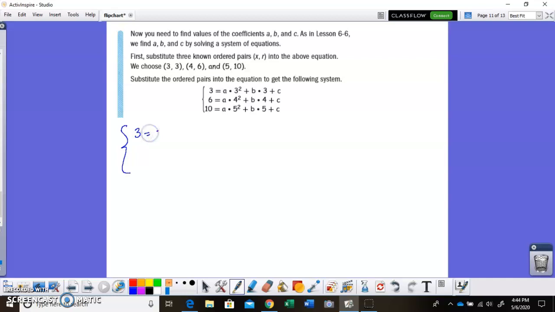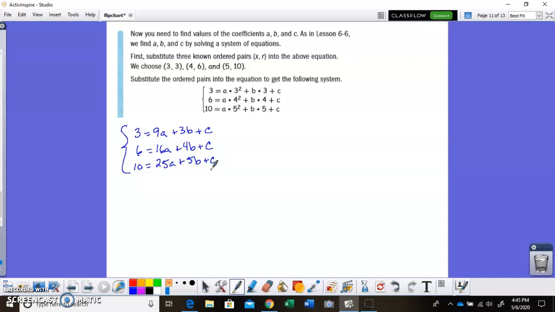So I'm going to rewrite these three equations in a simplified form. So 3 equals 9a plus 3b plus c. 6 equals 16a, because it's 4 squared, right? Plus 4b plus c. Then we're doing 10 equals 5 squared times a, so that's 25a plus 5b plus c.